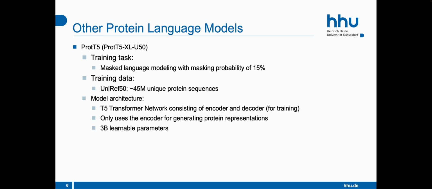However, after model training, the authors found that the best protein representations were generated when only using the encoder and omitting the decoder. So the model architecture for generating representations is very similar to the ESM models, but the architecture during training differs. And the ProtT5-XL-U50 had a total number of approximately 3 billion learnable parameters, including the encoder and the decoder parameters.